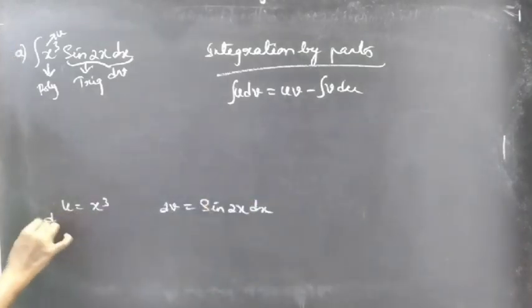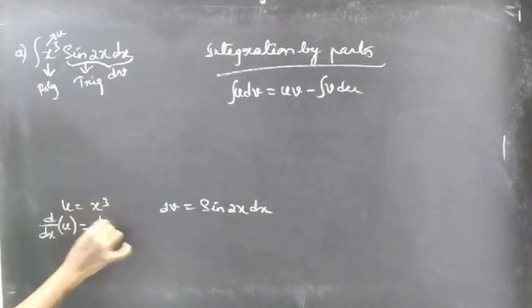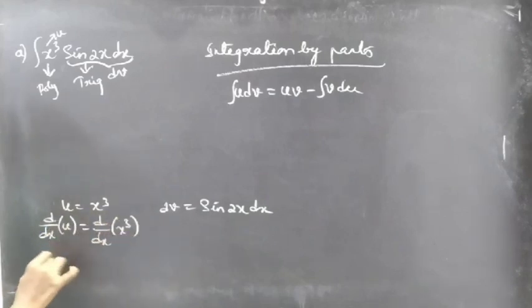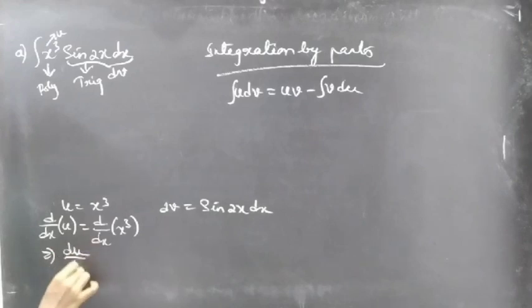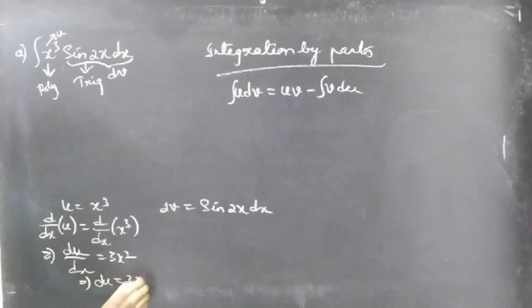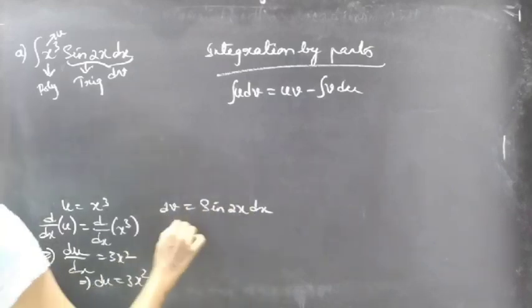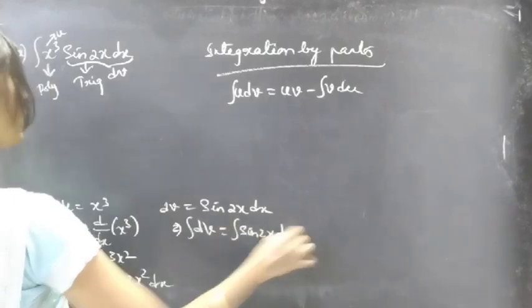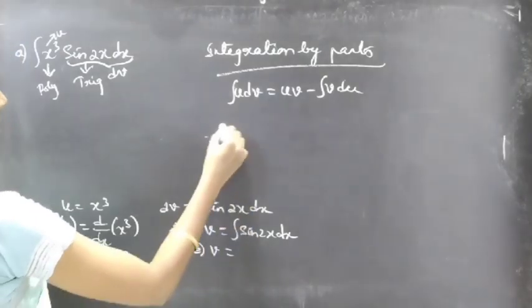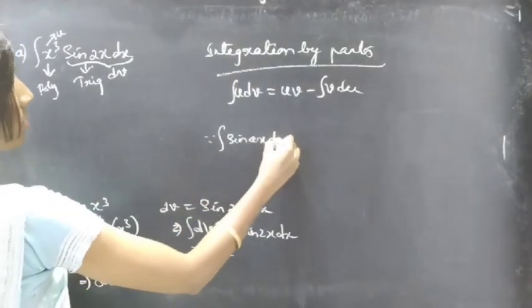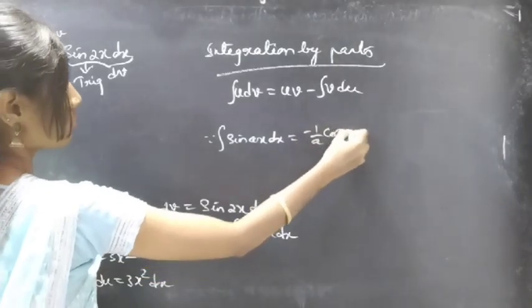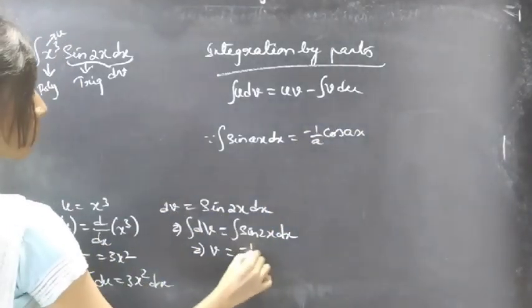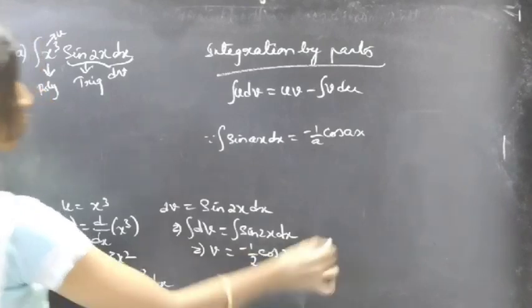Now differentiate on both sides with respect to x. We'll get du by dx equals derivative of x cube with respect to x, which is 3x square. From this we'll get du equal to 3x square dx, right? And here we'll integrate to find v. This gives us v equal to, since we know that integral sine ax dx equals minus 1 by a cos ax, so for a equal to 2, we'll get minus 1 by 2 cos 2x, right?